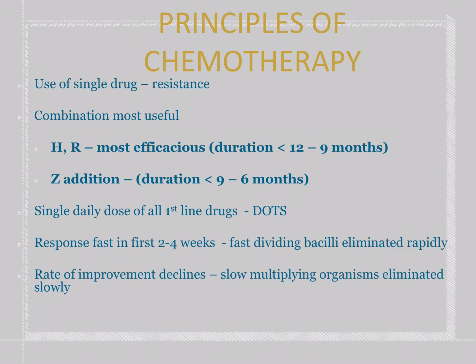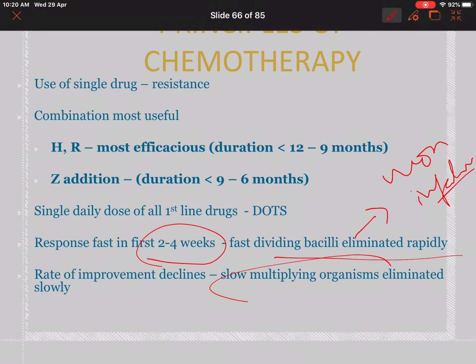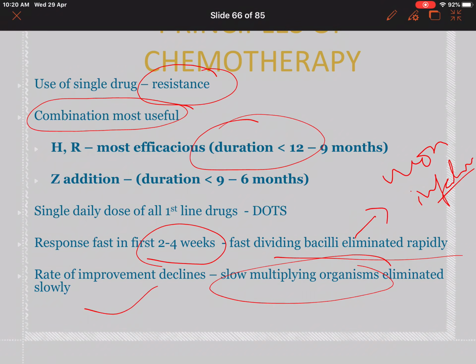So how fast is a patient going to respond to this treatment? Within 2 to 4 weeks, the rapidly dividing cells are eliminated, so the patient actually becomes non-infectious. And the slowly multiplying cells are killed and eliminated. Now, why do we need to combine so many drugs? If we combine, the chances of developing resistance are decreased and the duration of treatment also is decreased. That is why we tend to combine the drugs.